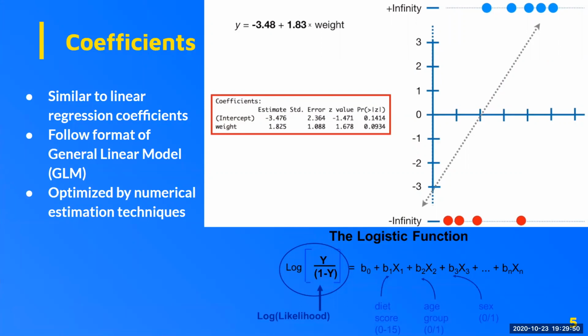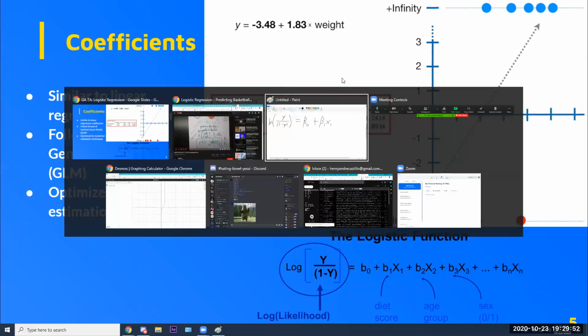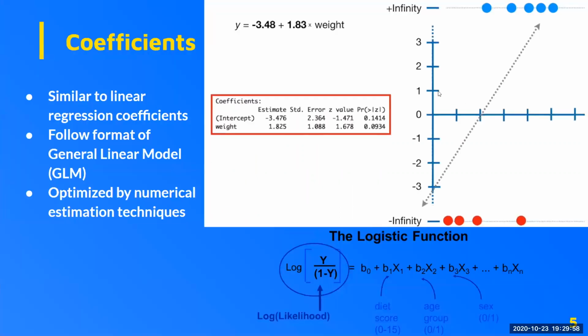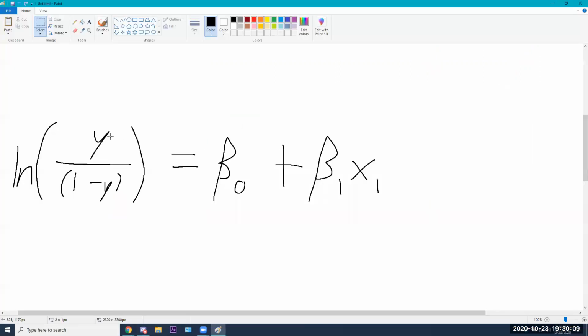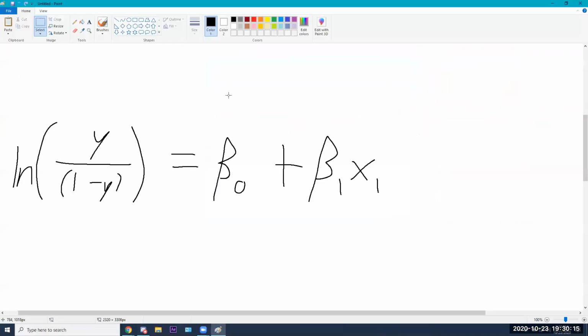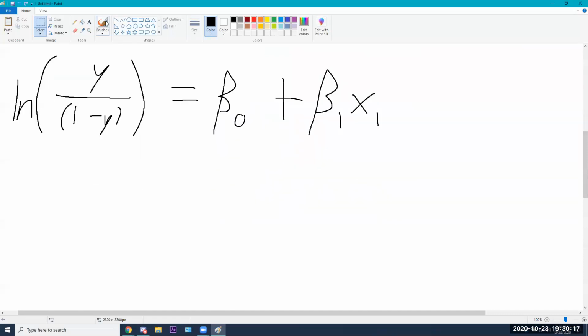So what are our actual parameters here? I've been describing our beta naught and beta 1s, and we know what they are in terms of the Logit scale, the Logit space where it's just a line. They describe the relation between x and this function, the ln of y over 1 minus y. But how do we actually solve for them? Well, it's actually not too bad.